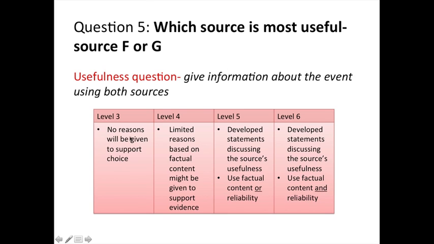For level 4, you will not give me any reasons why the source is useful or not useful. A level 4 will discuss limited reasons based on factual content about the reliability of the source. Level 5, use factual content or reliability. You've not quite mastered both. And level 6, you're using factual content and reliability. So you're saying the source tells me this, and it is reliable because of this, and unreliable because of this.